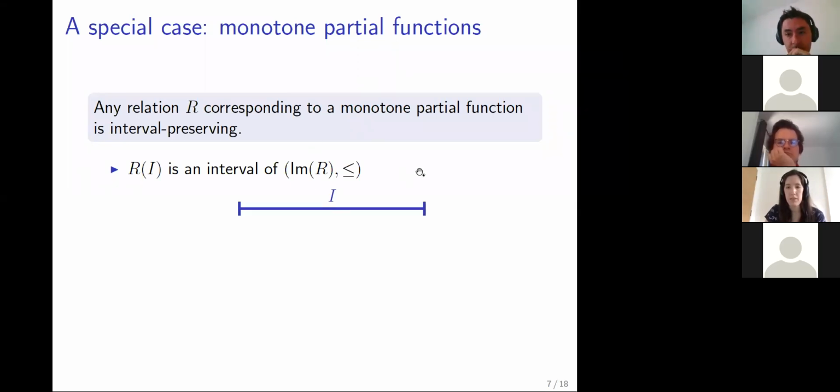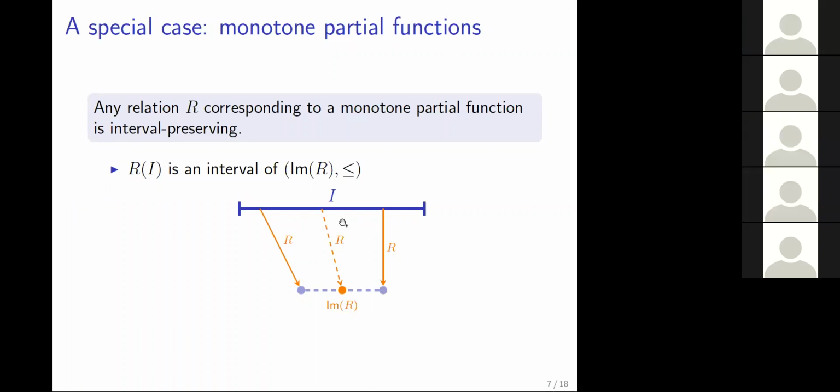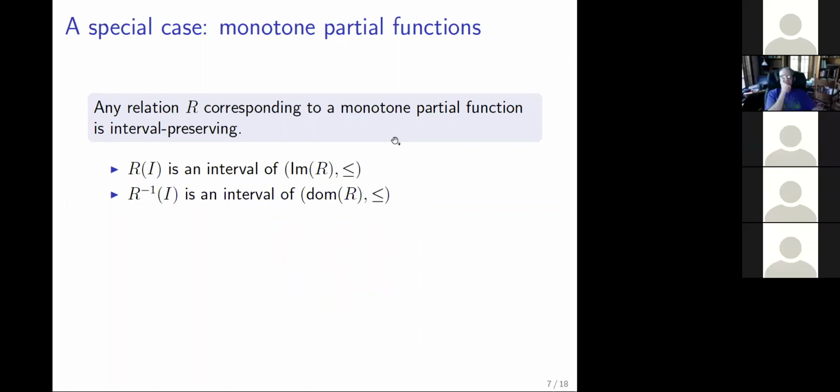So maybe I can just prove this to explain the definition a bit. If we have a monotone function and the corresponding relation R, so if I take an interval and then I take any point which is between 2 points I can reach from the interval, then if it's in the image of R, it has an antecedent and it must be in the interval because it's monotone. So it's very straightforward that monotone functions are interval preserving. And we have the same for the converse, of course.